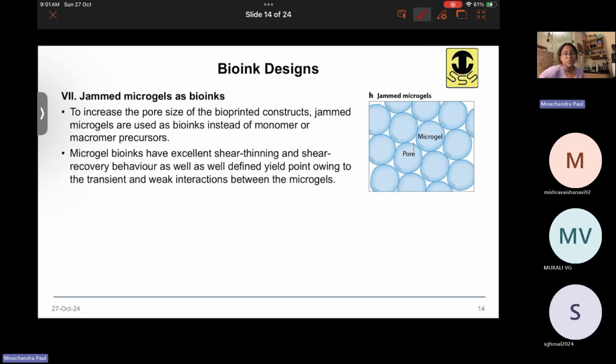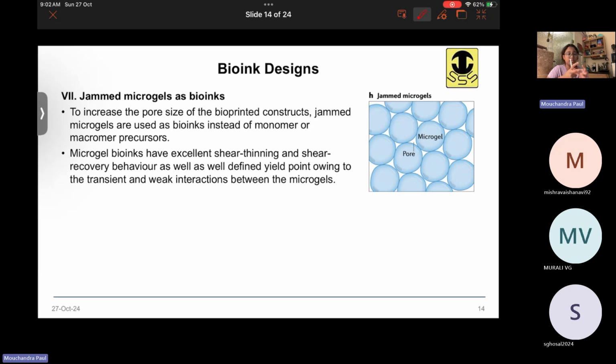Then you can also use only microgels as bioink. So what are microgels? You can first make a gel, using gelatin for example. You add a chemical cross-linking agent like butyraldehyde in very low concentration. After some time, if you keep it at low temperature, you will see that a gel is formed. You can hold it and squeeze it, a thick gel is formed, and then you grind it with a blender or something like that.